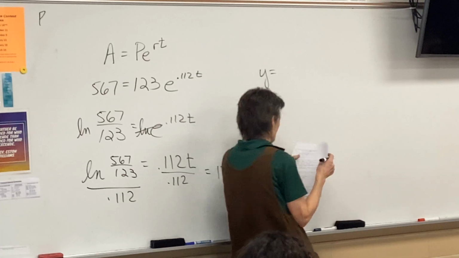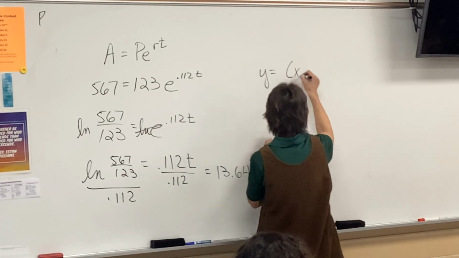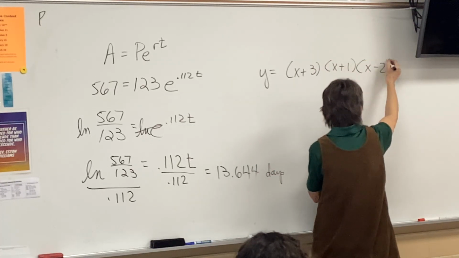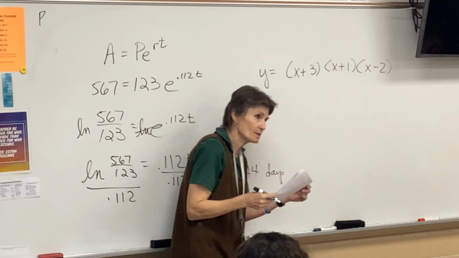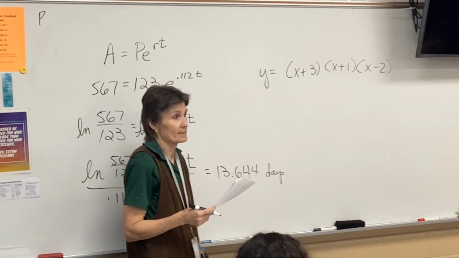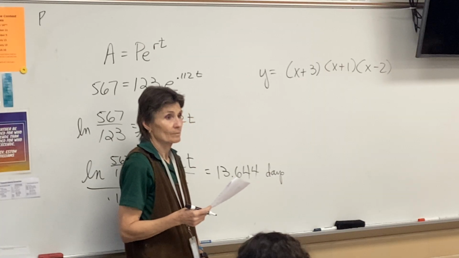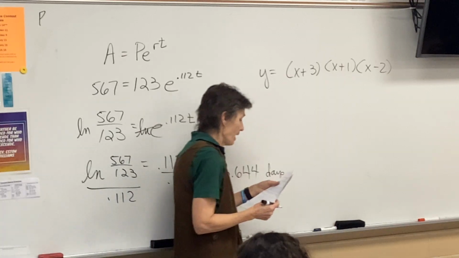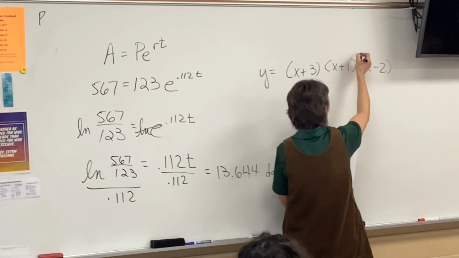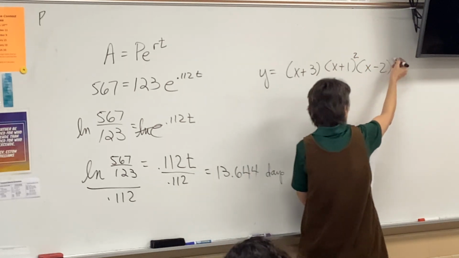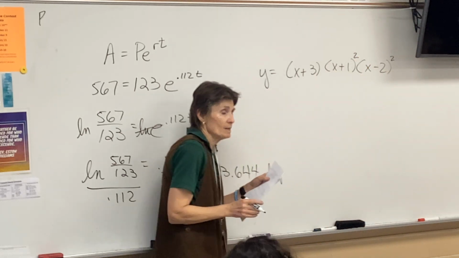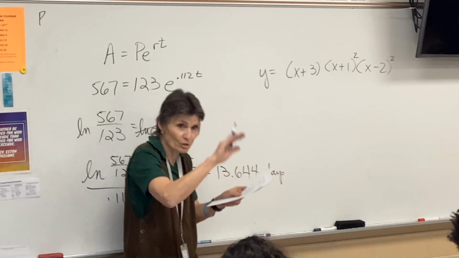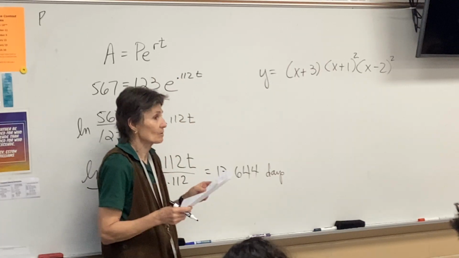I start with the x-intercepts. So I'm going to have x plus 3, x plus 1, and x minus 2. Those are my factors because those are my x-intercepts. Now, look at the picture. I know this one right here has to be squared, and this one right here has to be squared because the curve is tangent or bounces at that point. It just comes down, hits and goes back. That means the factor is squared.